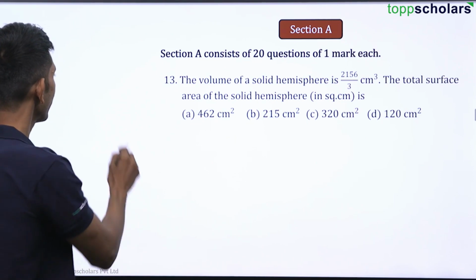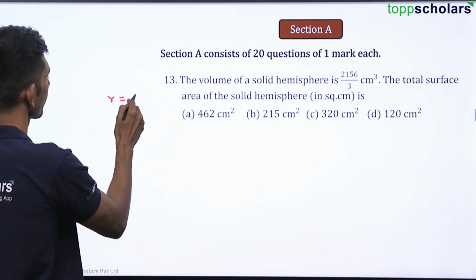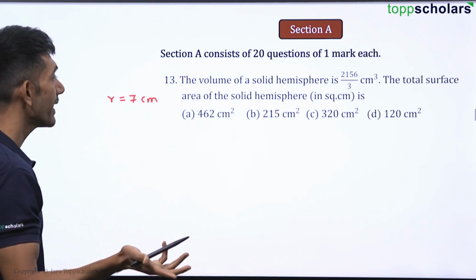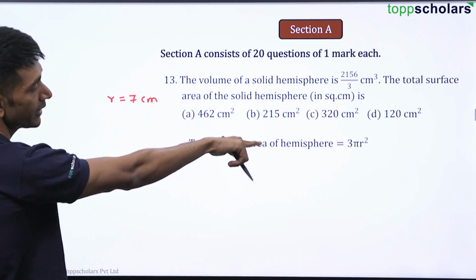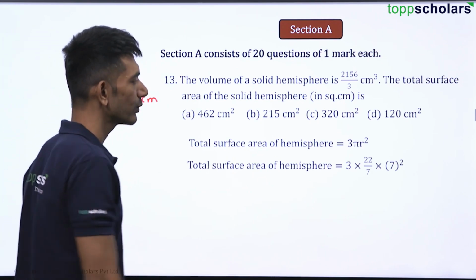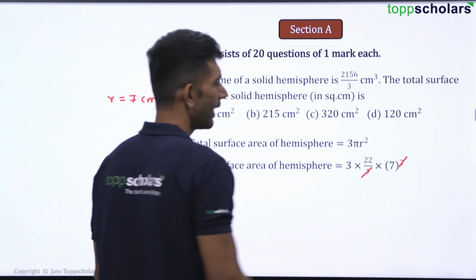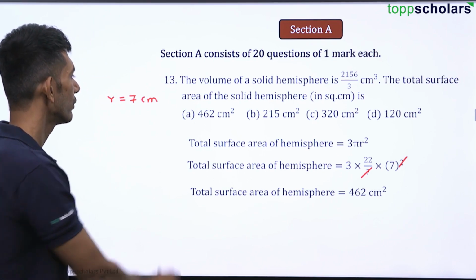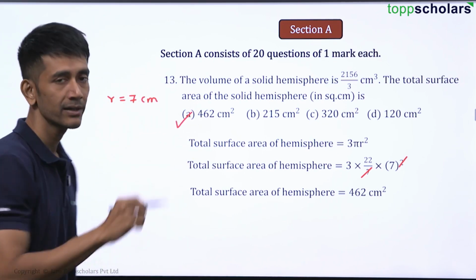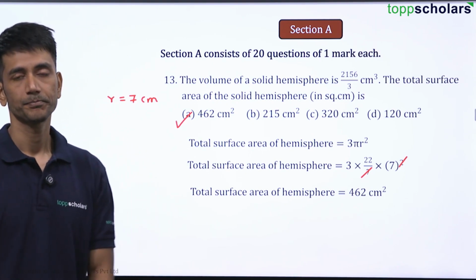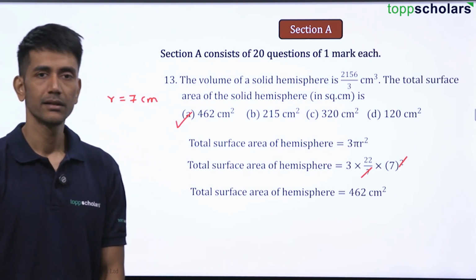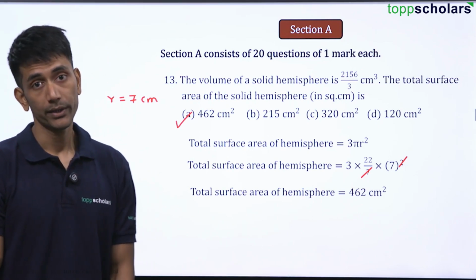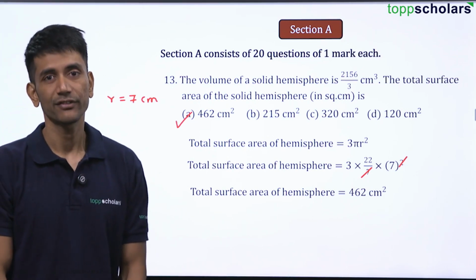Now once you get the radius, can I find out the total surface area? Yes, I can do that. 3 pi r square, as I said, 3 into 22 by 7 into 7 square. One 7 will get cancelled, and then 3 into 22 is 66. 66 into 7 is 462. 462 centimeter square is the correct answer. Clear, easy, very simple question, very straightforward question, but formula oriented. So we have to be quick as well.